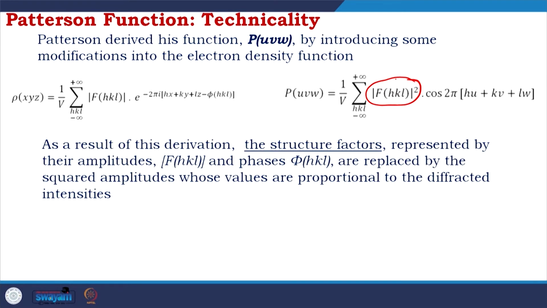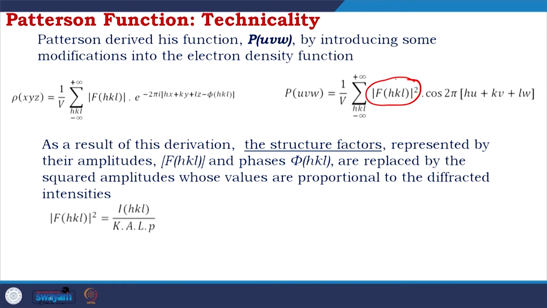As a result of this derivation, the structure factors represented by their amplitudes and phases are replaced by the squared amplitudes whose values are proportional to the diffracted intensities. So, there is no phase and the amplitude is squared, and this ultimately comes to the formula |F(HKL)|² equal to I(HKL).